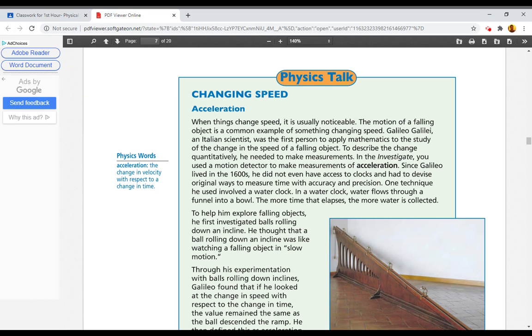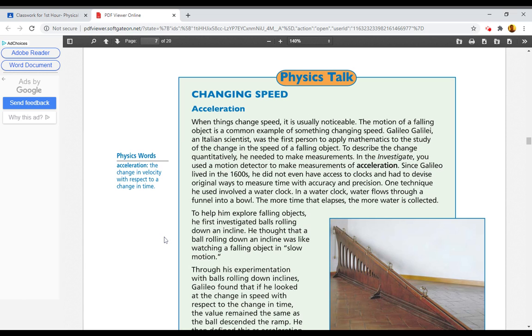Since Galileo lived in the 1600s, he did not even have access to clocks and had to devise original ways to measure time with accuracy and precision. One technique he used involved a water clock. In a water clock, water flows through a funnel into a bowl. The more time that elapses, the more water is collected.